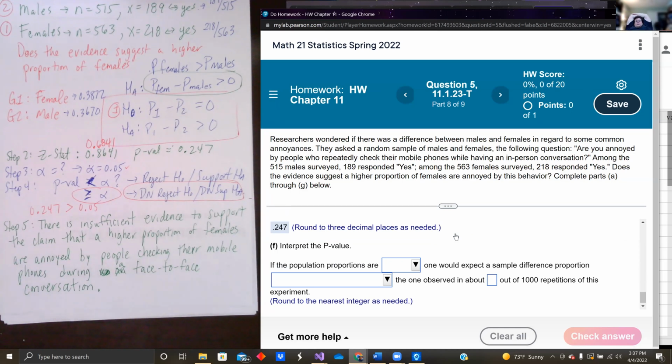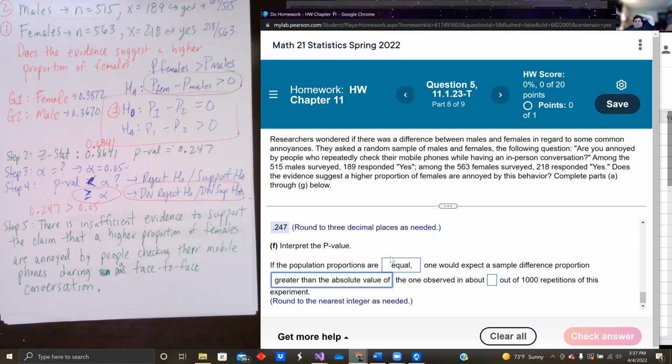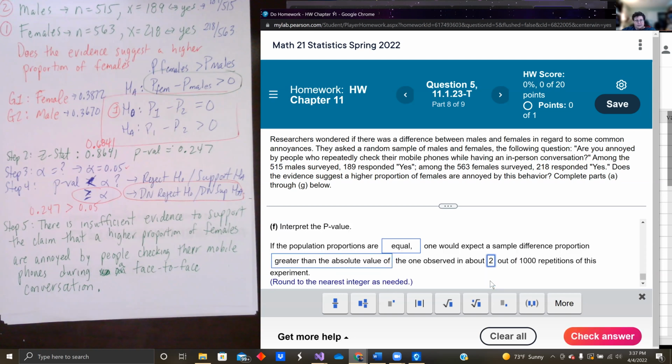Okay. If the population proportions are the same, we're looking at H0 here. One would expect a sample difference proportion greater than the absolute value of the one observed in about how many out of 1,000? You don't really need the absolute value because it's positive here, but we're going to say it. We have to multiply this by 1,000 and it should be 247. Move the decimal place 3 times.